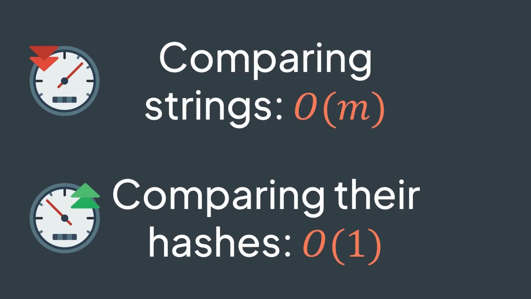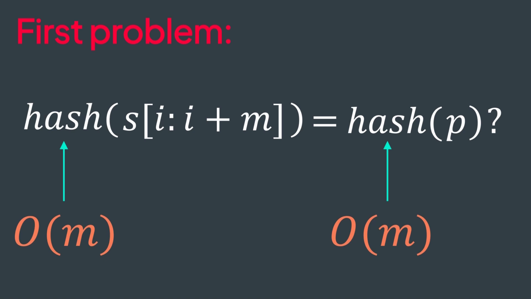But two problems arise from this reasoning. The first one is that calculating the hash of a string usually requires us to traverse the whole string, so it costs O(m) in our case, which takes us back to our initial problem, having our iterations running in O(m) time.